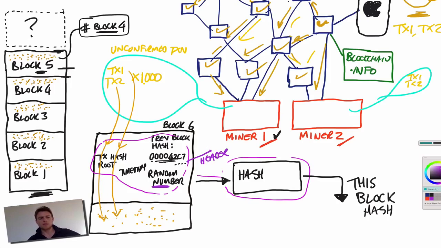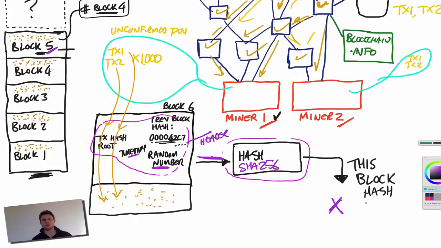They're going to put the reference to the previous block hash, which is block 5, right? They're going to put a random number and a timestamp, and they're going to hash all of that information together. They're going to put it through the SHA-256 hashing algorithm, and this creates a block hash. But let's call it X, right?